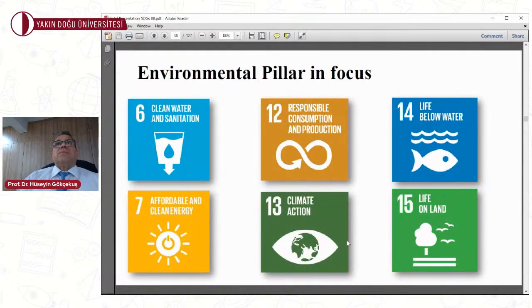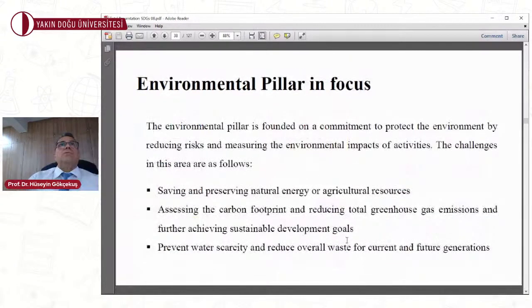These are the environmental pillars we will focus on: 6, 7, 12, 13, 14, and 15. We will talk about all these goals. Before this, let's make an introduction. Environmental pillars in focus. The environmental pillar is founded on a commitment to protect the environment by reducing risks and measuring the environmental impacts of the activities.